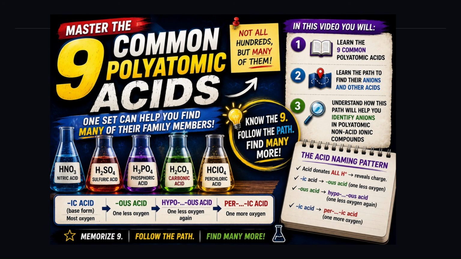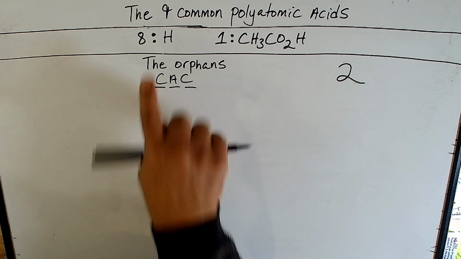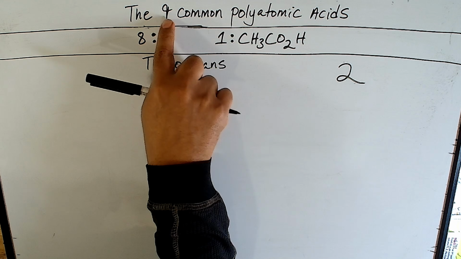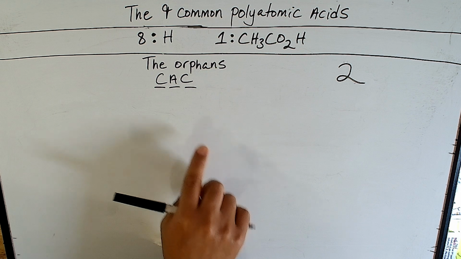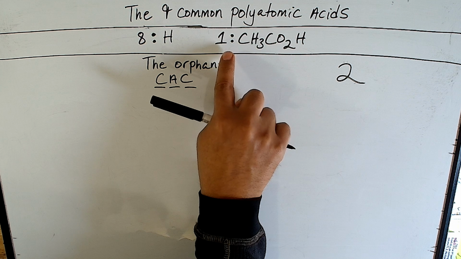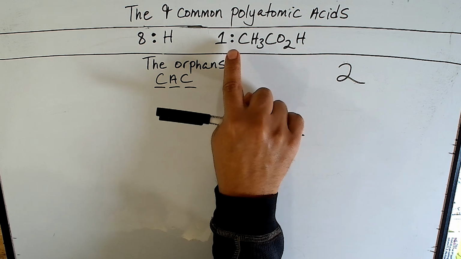So, is there a simple way to remember the 9 common polyatomic acids? Of course there is. Let us start by writing the chemical names and chemical formulas of the 9 common polyatomic acids. Notice that I said 9. Therefore, 8 of them are going to start with the letter H when you write their chemical formula. And one of them, I just simply know the entire chemical formula, which is acetic acid.